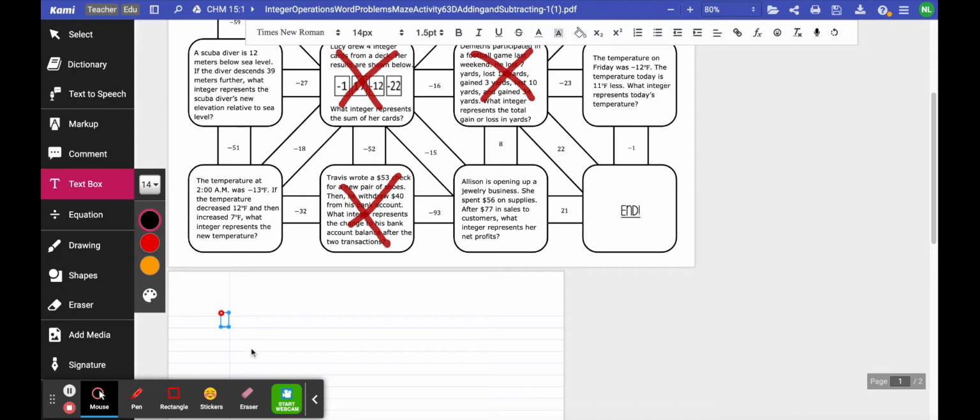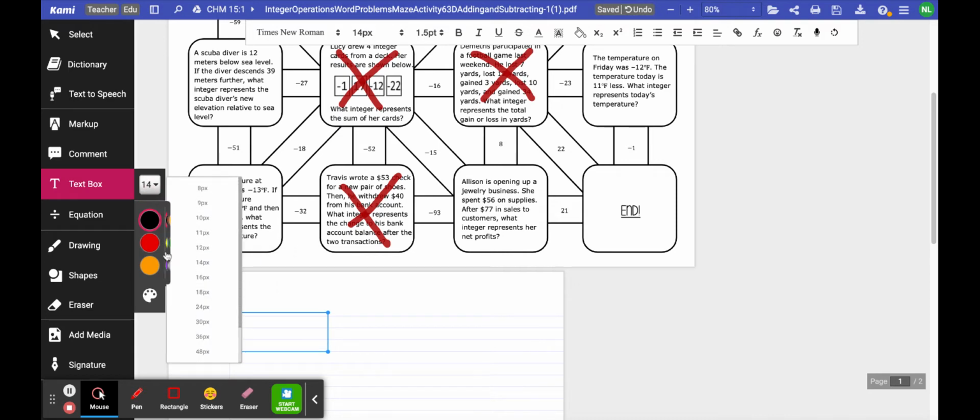So I'm going to come down here and I'm going to put problem number 1. I might make this a little bit bigger. Maybe a size 16, I think, maybe 18.